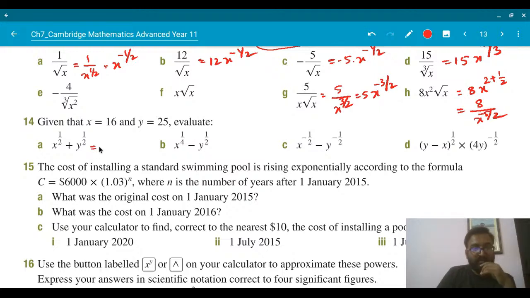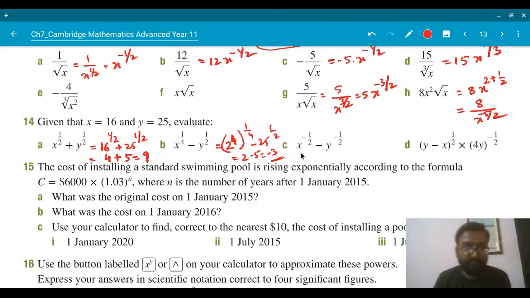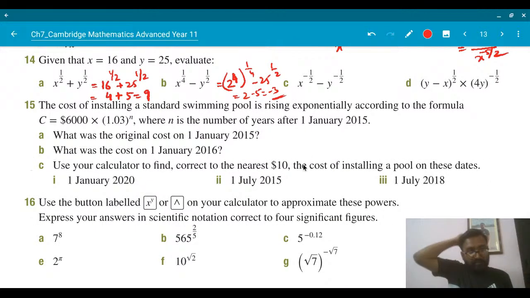It is 16 power 1 by 2 plus 25 power 1 by 2. It is 4 plus 5, which equals 9. Okay. Similarly, you have 2 power 4 whole power 1 by 4 minus 25 power 1 by 2. It is 2 minus 5, which will be minus 3. So, basic manipulations only. Nothing else than that.